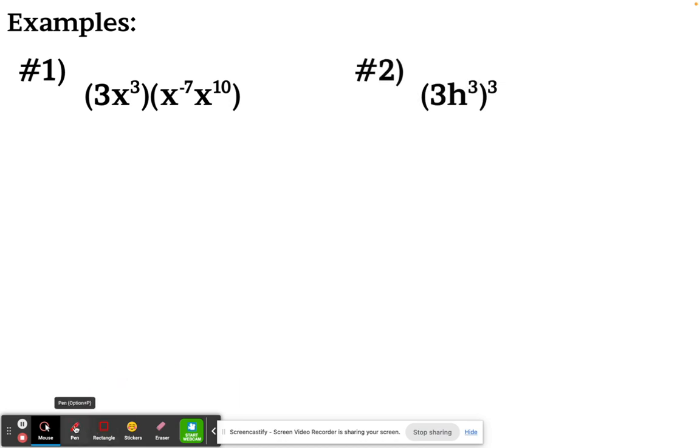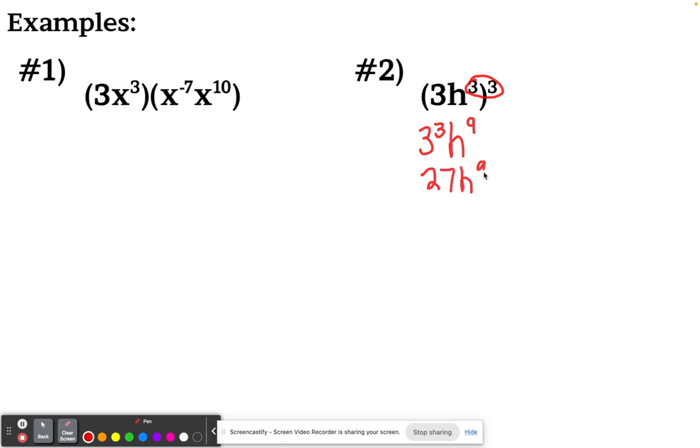Let's try another one. I have 3h to the third power, and I'm raising that whole thing, that whole product, to the third power. That means I have to raise my 3 to the third power. And then I have a power to a power, which means I multiply these powers, which gives me h to the 9th power. I can simplify that further because I know what 3 to the third power is. That is 27 times h to the 9th power.